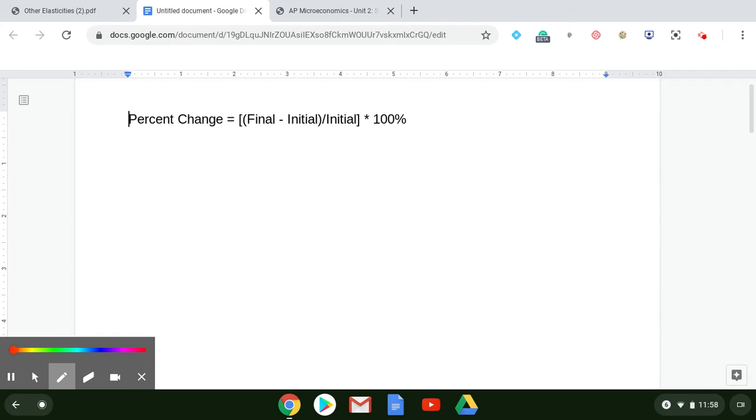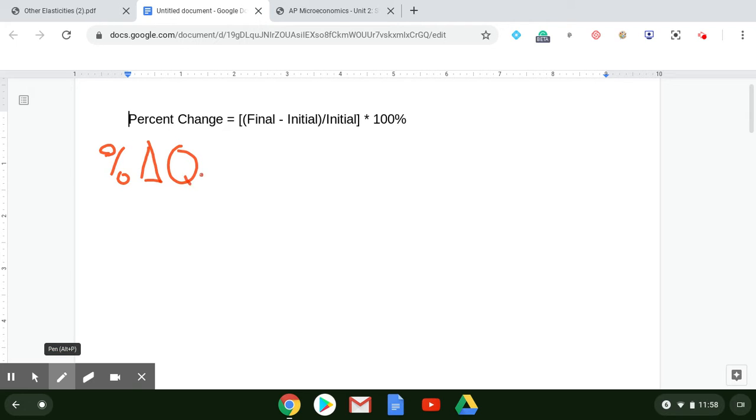Let me do the percent change in quantity demanded. Our final was eight Titans tickets minus five Titans tickets over the initial of five tickets. So again, from earlier videos, we know a percent change is final minus initial over initial. Our final after this income change was eight tickets minus the initial, which was five tickets, divided by the initial, which was five, times 100%.